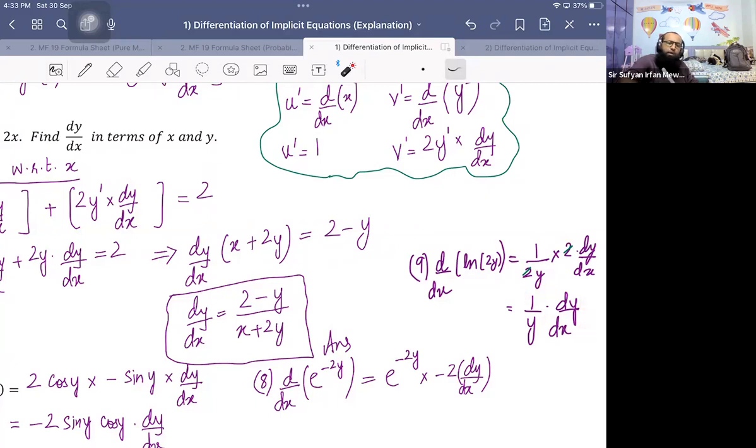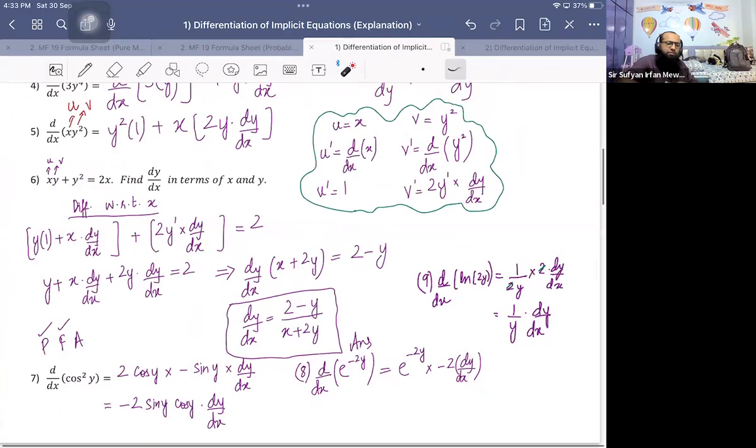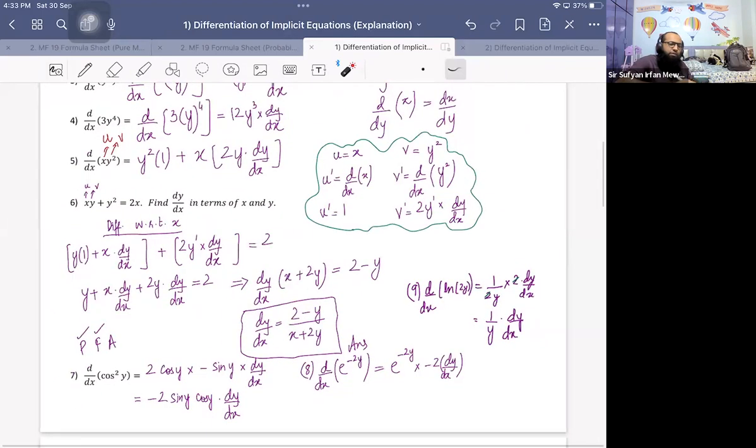1 upon 2y into 2 times dy by dx, simplified: 2 and 2 got cancelled. We have got 1 upon y times dy by dx. So with this, we have covered, and the details I've covered over here as well, that for xy squared, the u is x, the v is y squared. Differentiation of x with respect to x is 1, so u prime is 1. Differentiation of y squared with respect to x is 2y dy by dx. Then we multiplied vu prime plus uv prime, and we have got this.